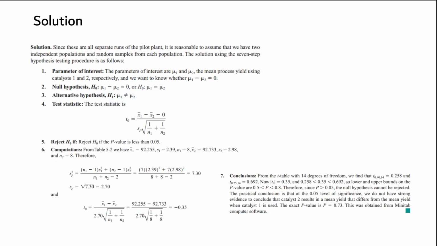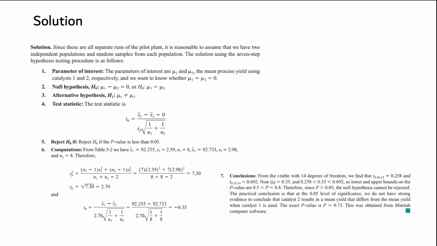So the parameter of interest in this case is the difference between the mean yield of the chemical process. So we want to know whether mu1 minus mu2 equals 0. Mu1 minus mu2 equal to 0 indicates that both catalysts result in the same performance. So the null hypothesis is mu1 minus mu2 equals 0. The alternative hypothesis is mu1 is not equal to mu2.